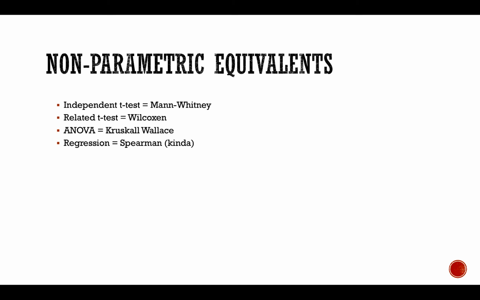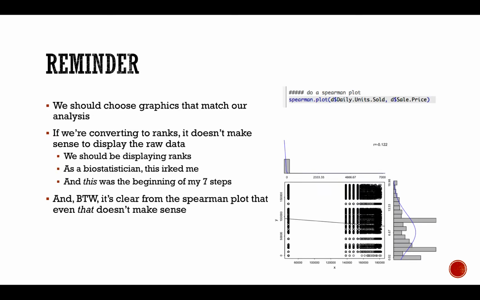So, reminder, we choose a graphic that matches our analysis. Hopefully, I have made that point repeatedly. It doesn't make sense to do a graphic that doesn't match your analysis. So if we're converting to ranks, then it doesn't make sense to display the wrong data. We should instead be displaying the ranks.